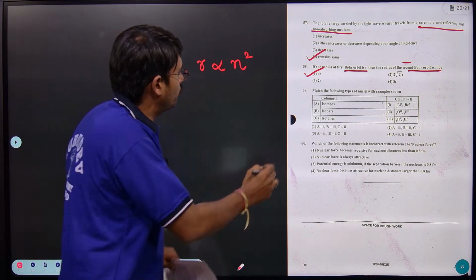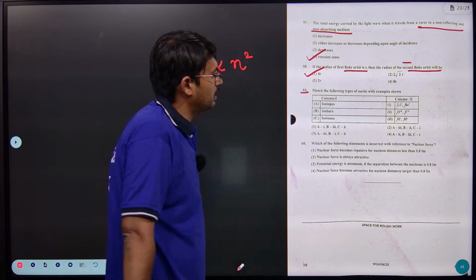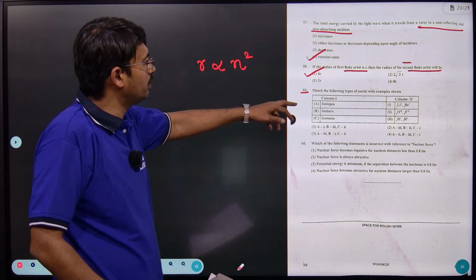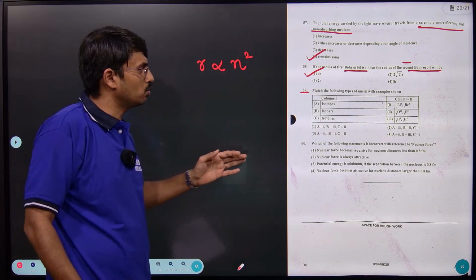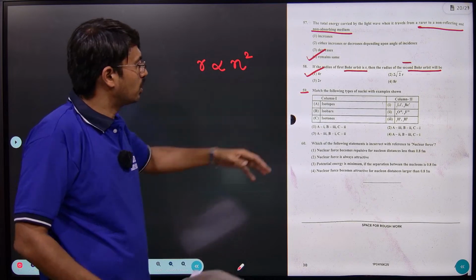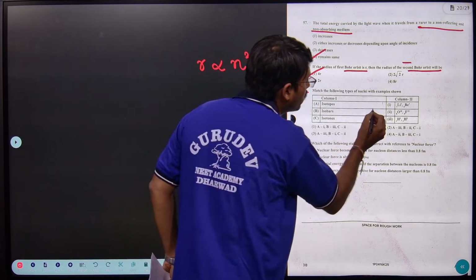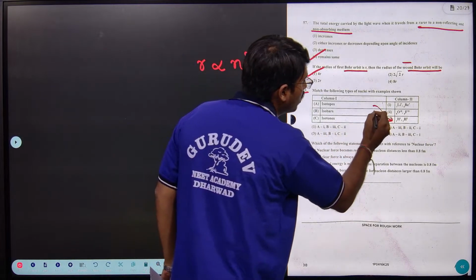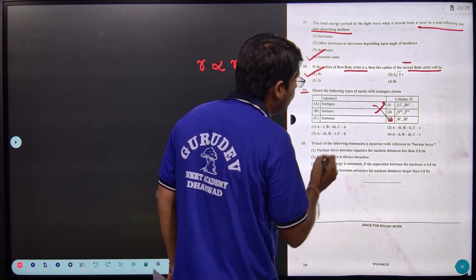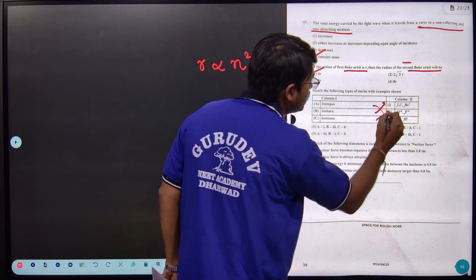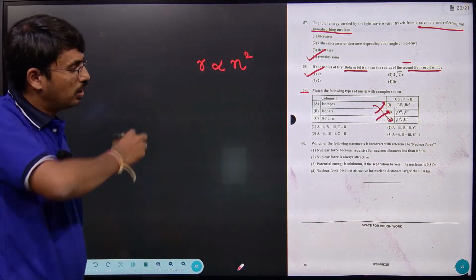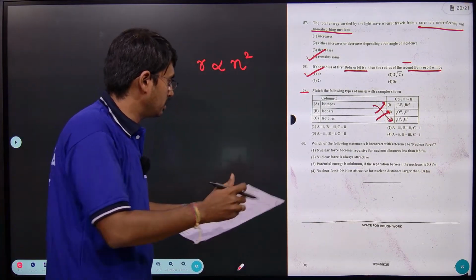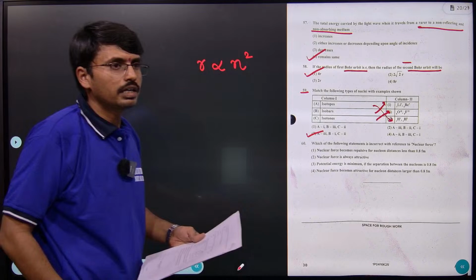We'll look at the next one, that is 59 here. In column 1 we have isotopes, isobars and isotones, and we have to match. What are isotopes? Isotopes will have the same number of protons. Isobars will have the same mass number. Isotones will have the same neutron number. As a result, option 3 will be the right answer.